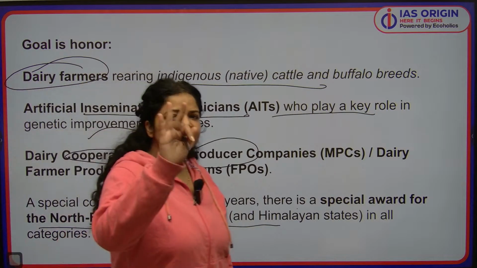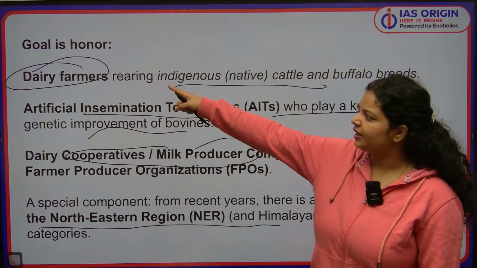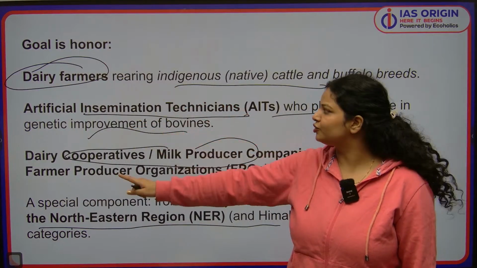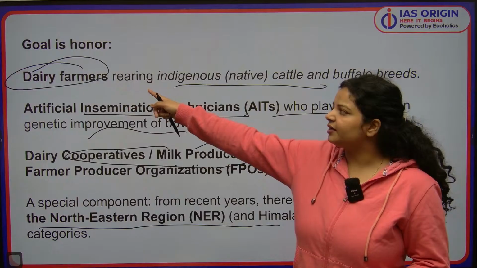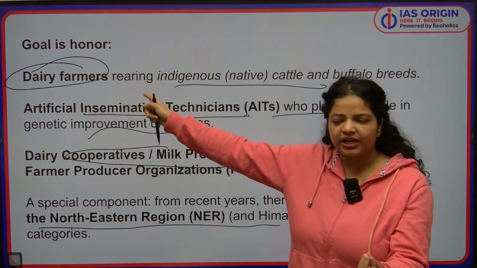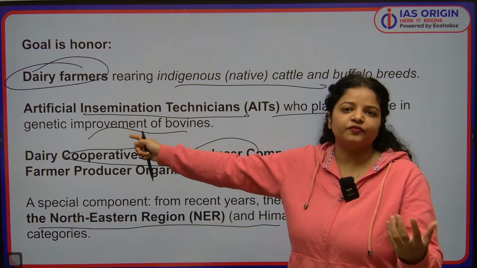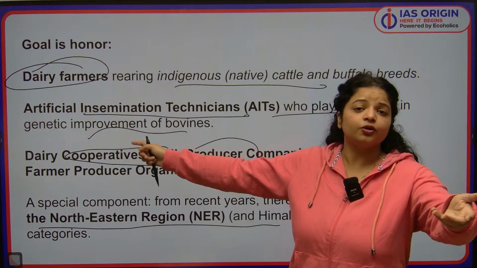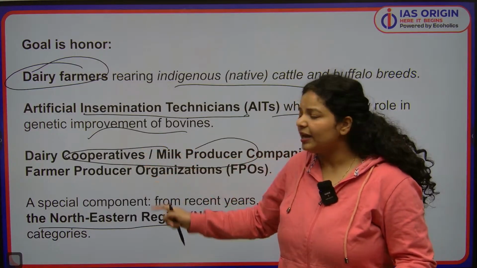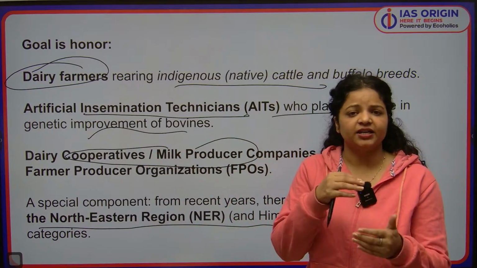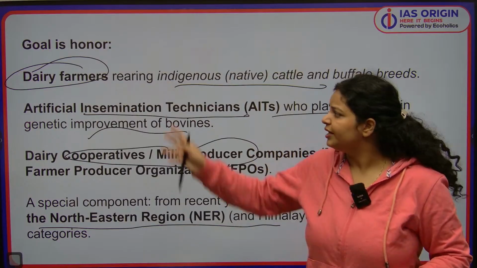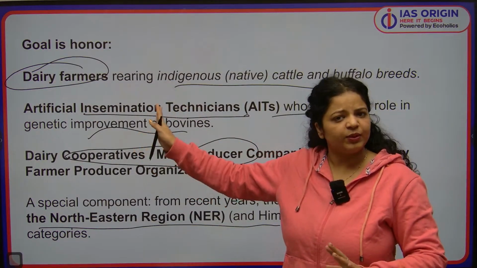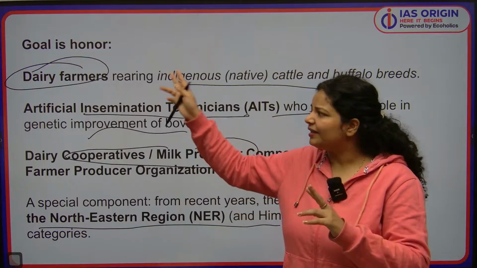These are the major three categories which you will see: dairy farming, artificial insemination technology, and dairy cooperative and milk production. Here they are working on preserving the indigenous culture; here they are working on artificial genetic improvement to create a good kind of bovines in the future; and plus they are working in a cooperative society and production is done so that a lot of people can also get employment from this. So all these three criteria are there, and people will be awarded by keeping this in mind.